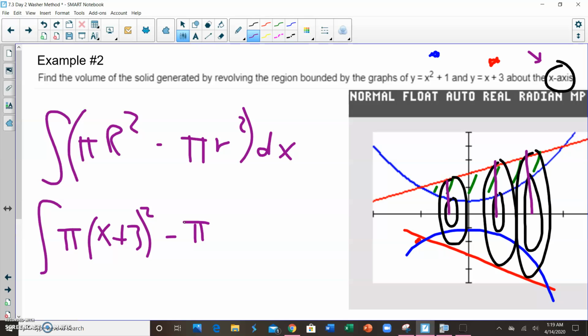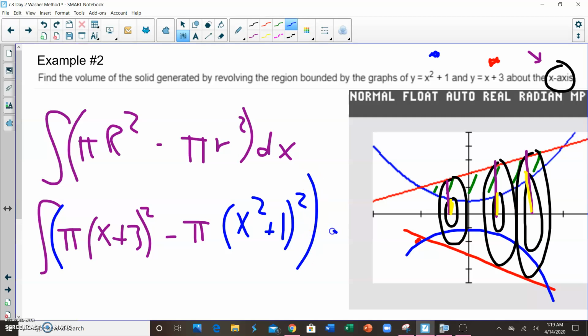Okay, now what is my inner radius? My inner radius is always this right here, and this right here. So my inner radius is always my blue. So then I'm going to put in here (x squared plus 1) squared. And then this whole thing is what I'm integrating, so it's going to be dx. And then again, you can factor the pi out and then put the rest in your calculator and come up with your answer. All right.